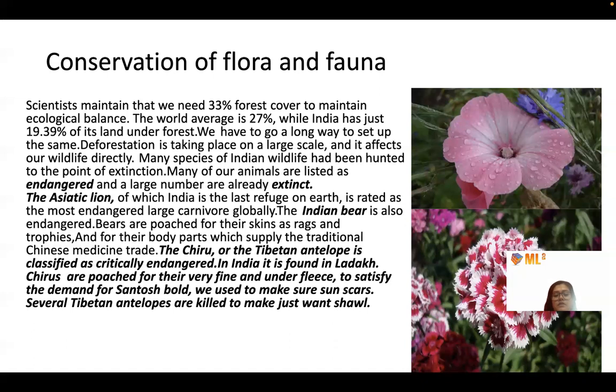Matlab, so what is happening? It is needed to satisfy the demand for the shahtoosh shawl. Now, several Tibetan antelopes are being killed just to make shawls. So basically, this shahtoosh is a type of shawl. So the skin of the Indian chiru is being used for making this shawl, and hence they are being hunted rapidly and also being exploited to a large extent.